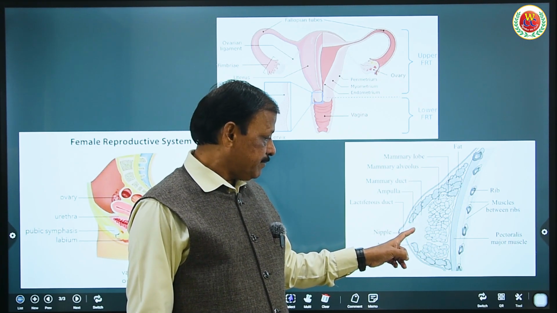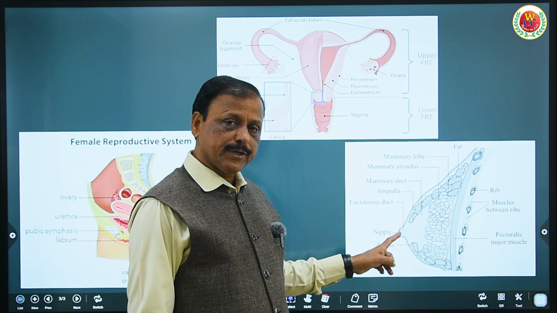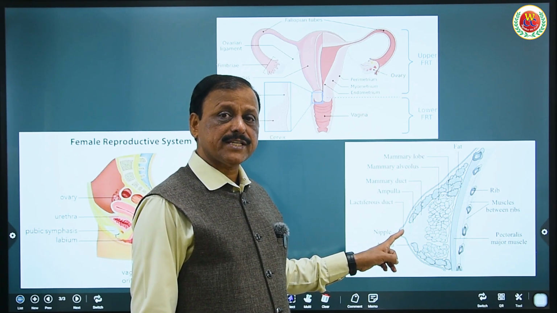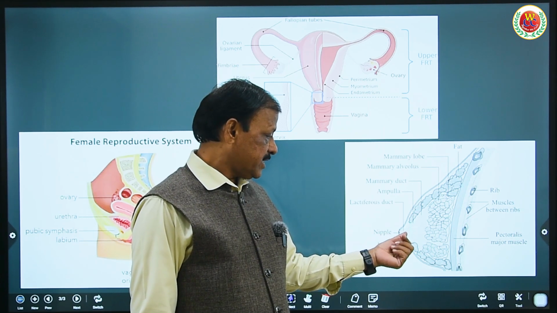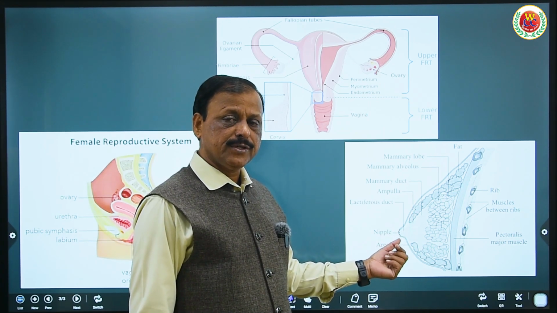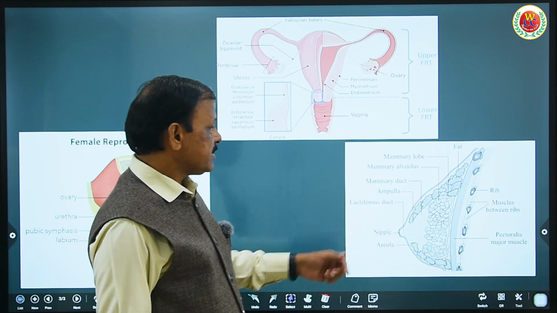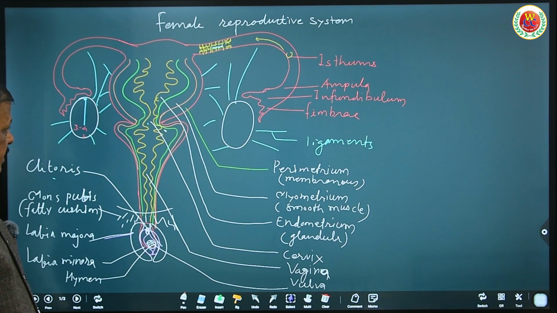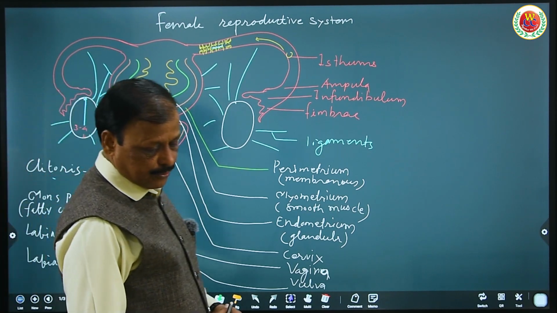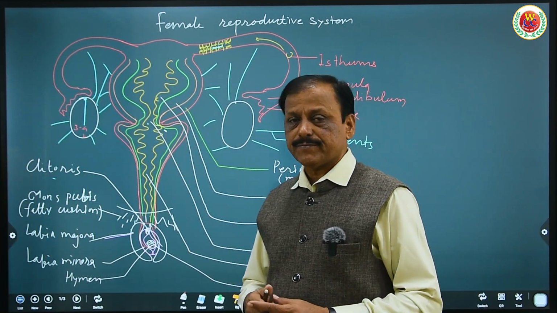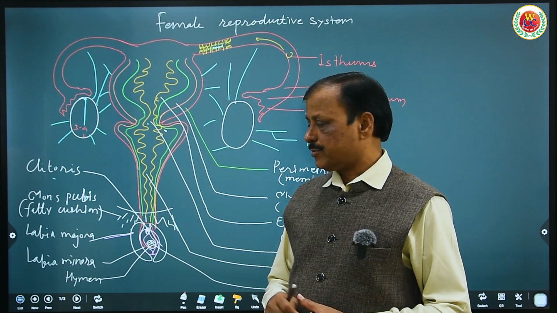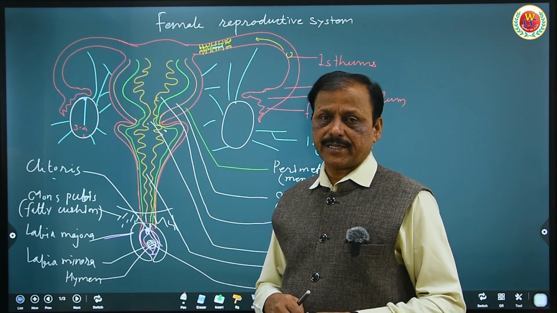And when breastfeeding happens, the nipple opens with the action of, as I told you, oxytocin, known as the milk ejection hormone. So oxytocin enables the nipple to open to feed the baby. So this is the structure of the mammary lobe. Here it is very clear to you, the female reproductive system. Go through it and practice this diagram. A question can be asked, explain the female reproductive system, so you have to practice this diagram.